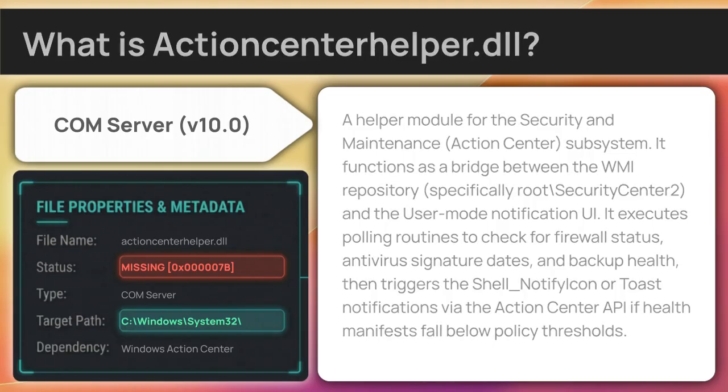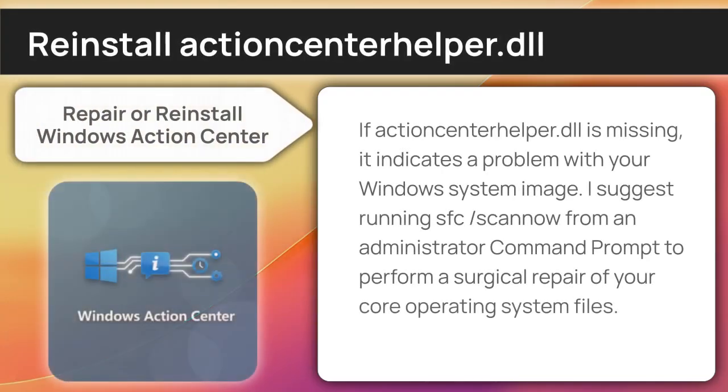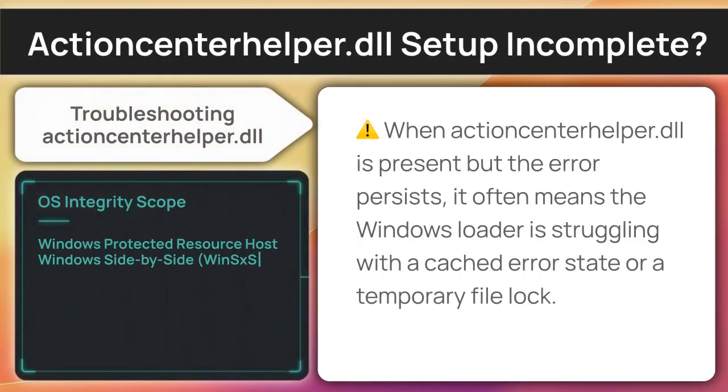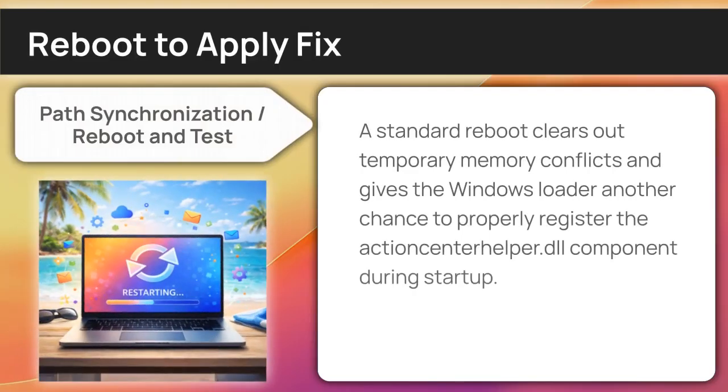Now let's look at replacing it. If Actioncenterhelper.dll is missing, it indicates a problem with your Windows system image. I suggest running sfc /scannow from an administrator command prompt to perform a surgical repair of your core operating system files. In the event the error remains visible, it indicates we need to verify the environment's ability to register new shared resources. A standard restart allows the Windows bootloader to rescan your system directories and potentially recognize an unregistered Actioncenterhelper component.